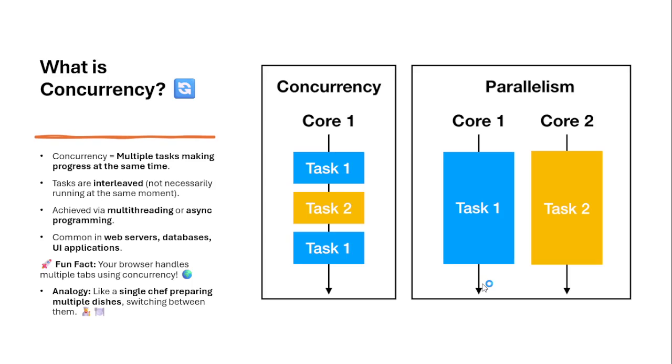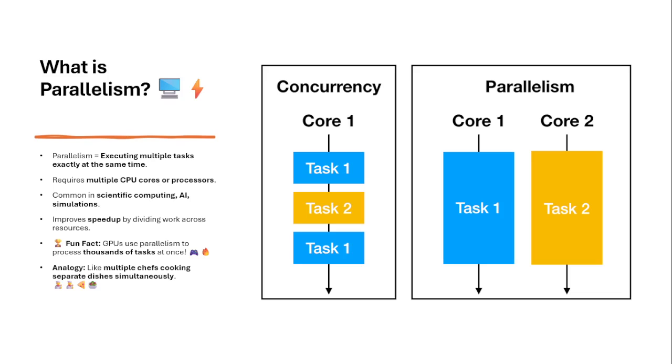You can think of concurrency like a chef cooking multiple dishes. They chop vegetables for one dish, then stir a simmering pot, then check the oven. The chef is not cooking everything at once, but they are efficiently switching between tasks to ensure all dishes are ready on time. Now I'll talk about parallelism.